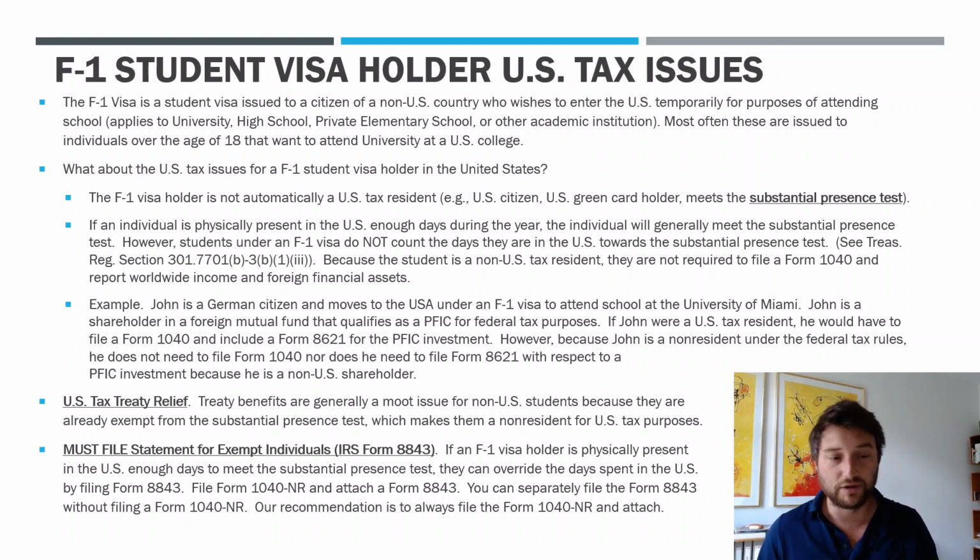Okay, so again, that covers it for this video. I'm going to do some more videos on other types of visa holders in the United States, B1, B2, J1, J2, all the different types that you might be able to get when you enter the United States, and what the various U.S. tax issues are that plague those types of visa holders.